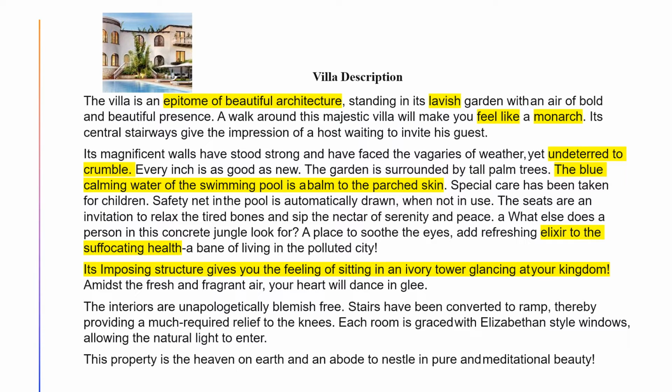So you can say, sir, this villa is an epitome of beautiful architecture. Look at the lavish garden. You will feel like a monarch. Its imposing structure gives you the feeling of sitting in an ivory tower, glancing at your kingdom. It's an elixir to the suffocating heat. So all this kind of a description, let the students listen to you and ask them to compare. Your description was better, students, or this one?